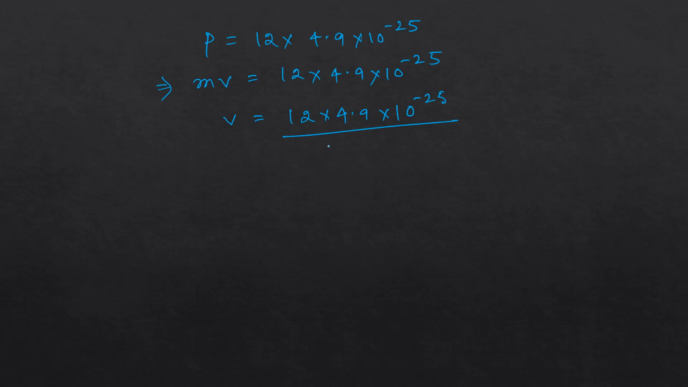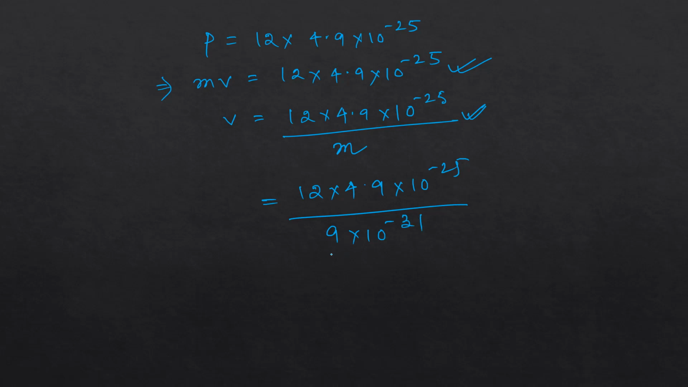Mass of electron, I am just directly substituting the value. Otherwise we can do it like this. Those students who are weak in calculation, for them: m into v is equal to this expression, so v should be equal to the total expression divided by m. m is the mass of electron. So in the next line, I am just doing for them 10 to the power minus 25 divided by 9 into 10 to the power minus 31.